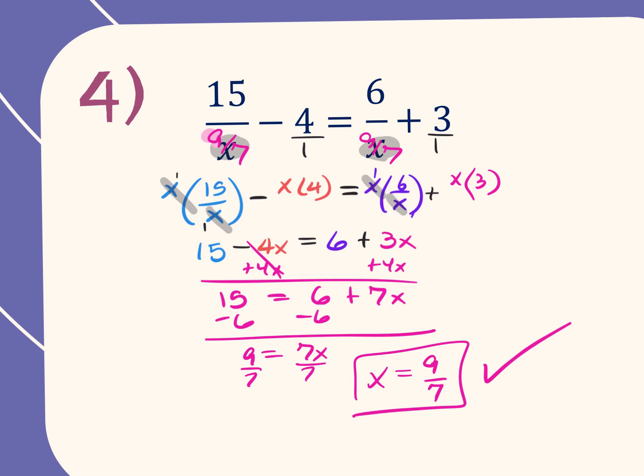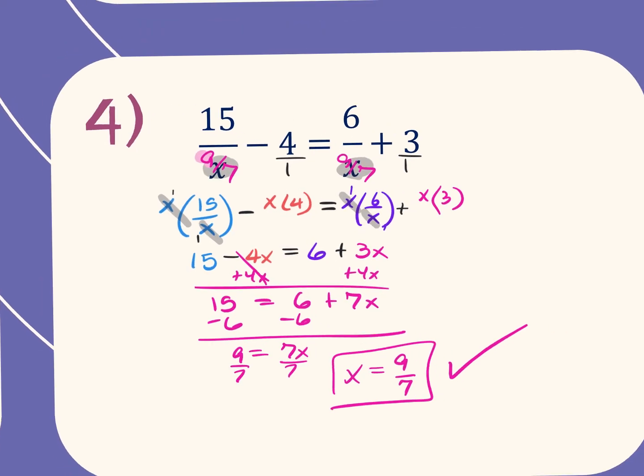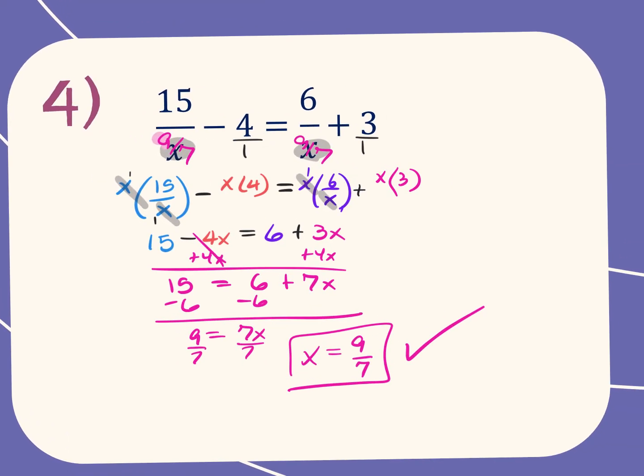Now, another way that you can see ahead of time what x cannot equal, if you wanted to, is to take all your denominators that have a variable and set them equal to 0. So in this case, it's just x. So x cannot equal 0. If I would have solved my problem and gotten x equals 0, then my answer would have been no solution. And you're going to see this a little bit better when I do a couple more examples. So 9 over 7 is a good solution.